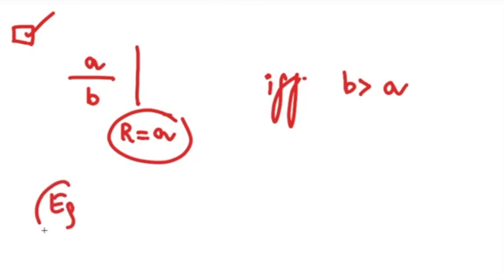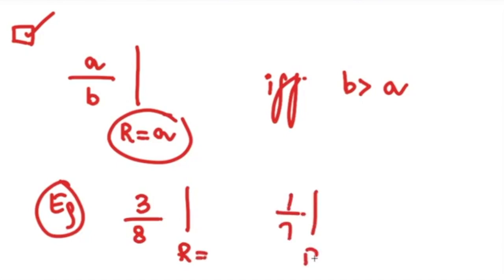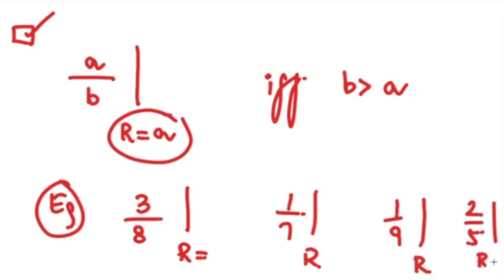For example, manaki 3 by 8 what is the remainder and again what is the answer? 3 by 8 ki remainder enti? 1 by 7 what is the remainder? 1 by 9 what is the remainder? Fast. 2 by 5 what is the remainder? Tell me the answers for this. What is 3 by 8 remainder? Very good, it is 3.